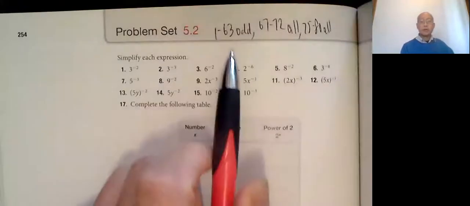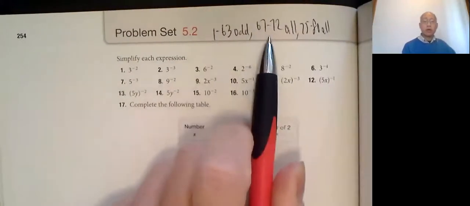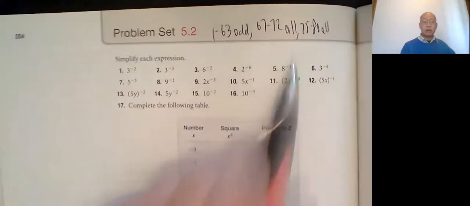These are notes for section 5.2. Okay, so 5.2, page 254. 1 to 63 odd, 67 to 72 all, 75 to 80 all.